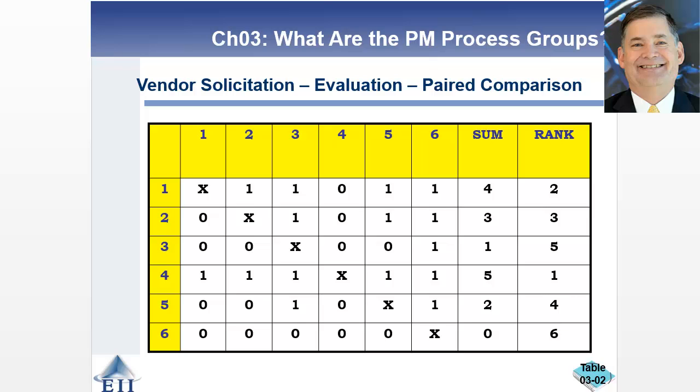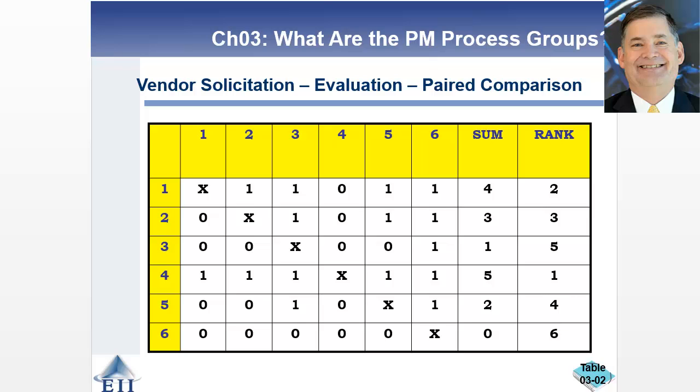consultant 6, it lost. Consultant 6 compared to consultant 1. Okay, I'm reading that bottom row. Consultant 6 compared to consultant 1. That 0 means consultant 6 lost. Okay, and then that series of zeros means they were beat by every single vendor.